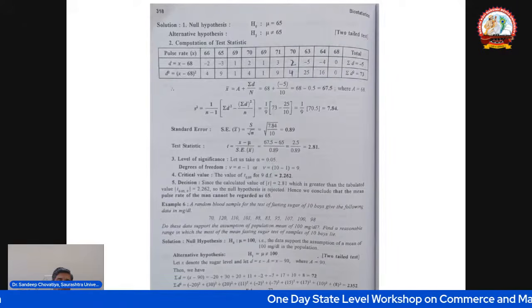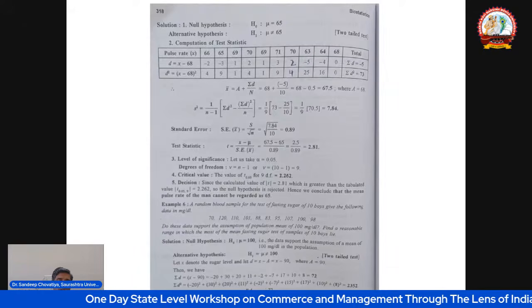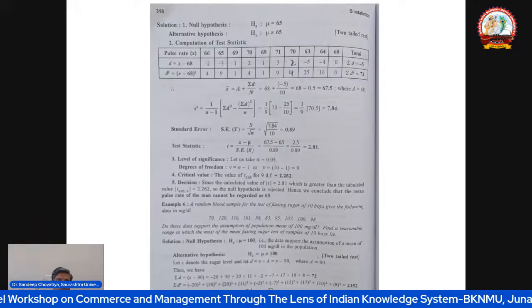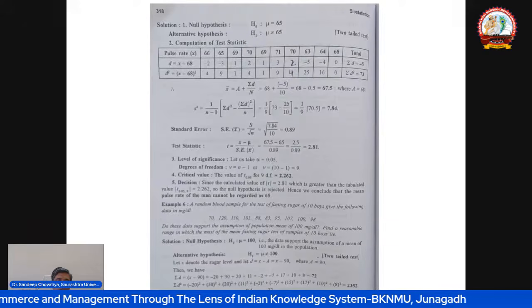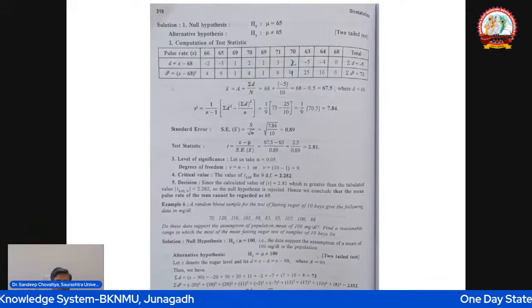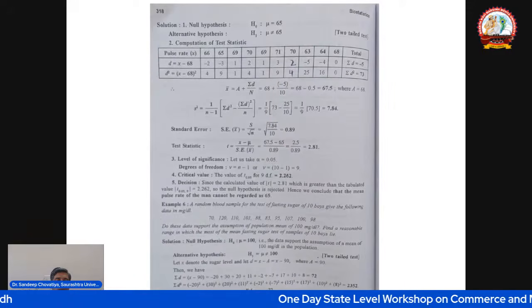So what is our decision? We compare these two, and based on that we take the decision. Since the calculated value of t, which is 2.81, is greater than the tabulated value, 2.26, the null hypothesis is rejected. Hence, we conclude that the mean pulse rate of the man cannot be regarded as 65.